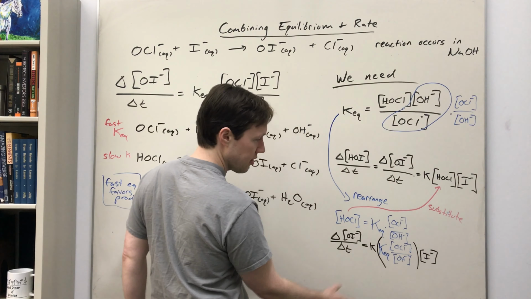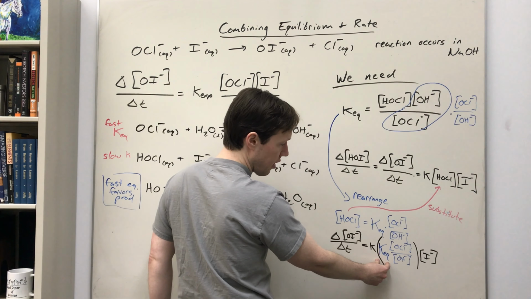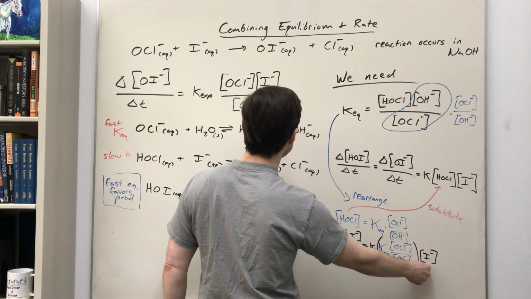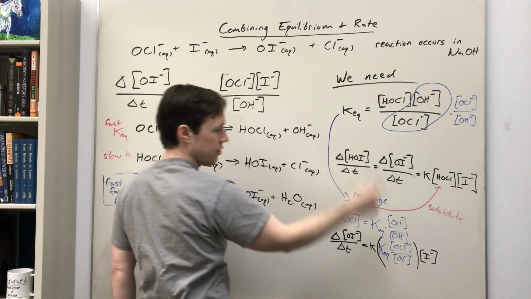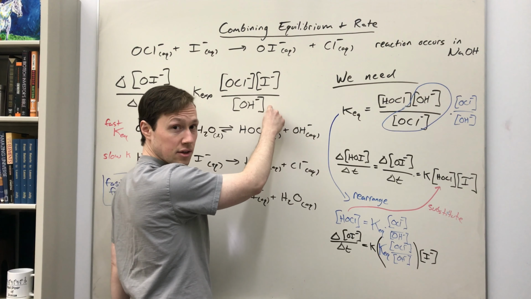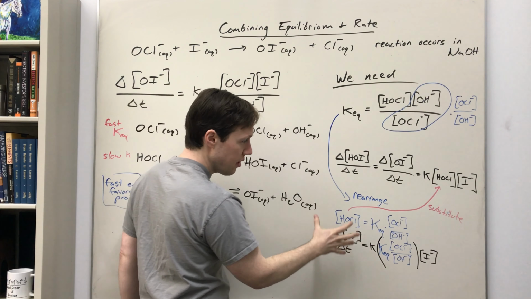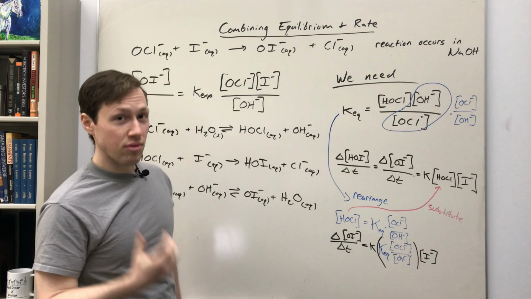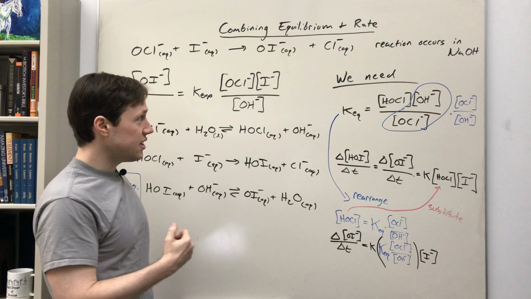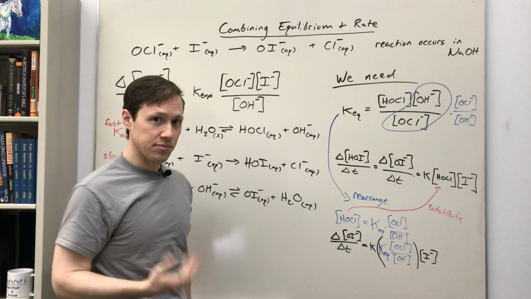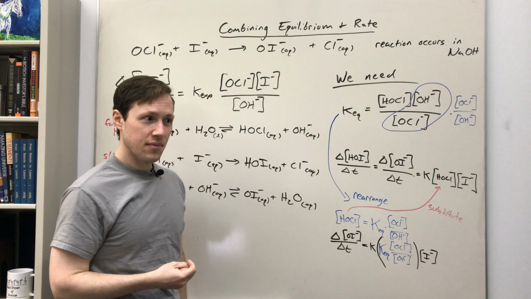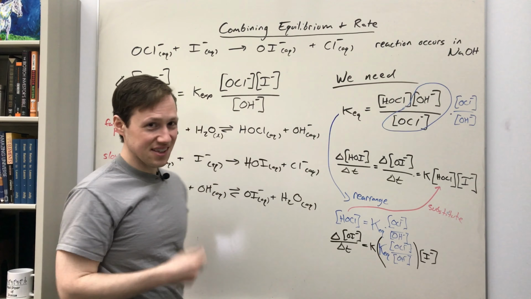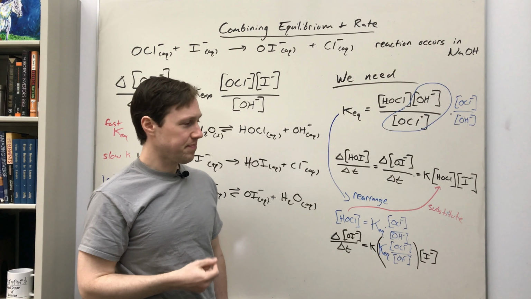This now has some set of constants with OCl minus and I minus in the numerator and OH minus in the denominator. So this substitution and what we get from it confirms that the rate law we've observed is indeed consistent with the experimentally observed rate law. By which I mean the proposed mechanism's rate law is consistent with the experimentally observed rate law.